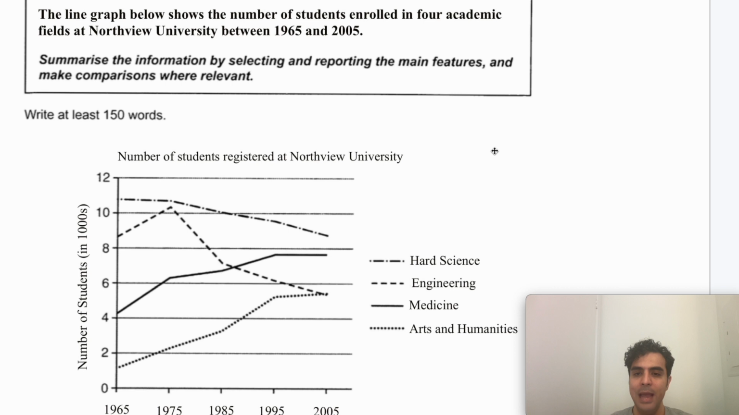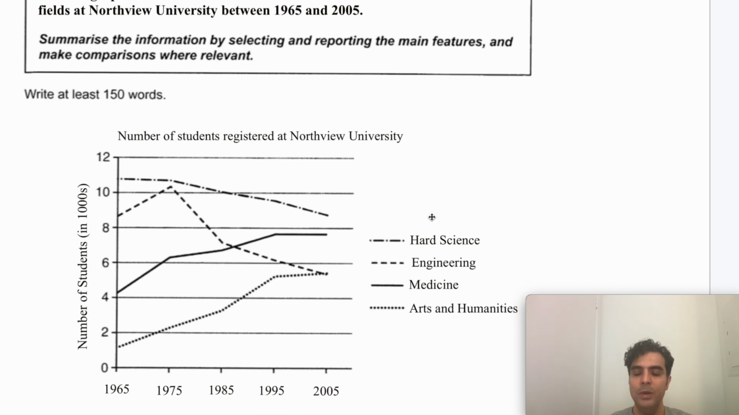And again, looking at the key, we have here the name of our 4 variables. So we have the changes in the number of students enrolled in the hard sciences, in engineering majors, in medicine, and also in arts and humanities. So 4 variables corresponding to 4 lines, each representing a different set of majors.